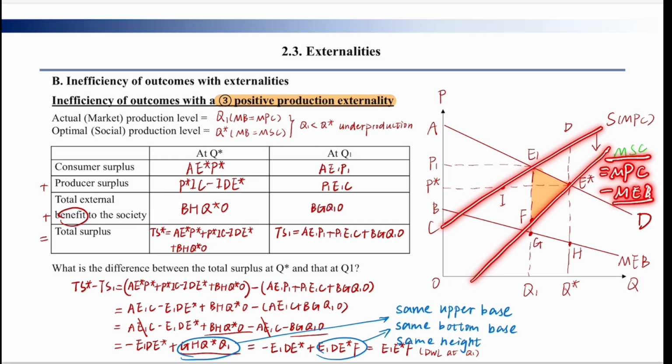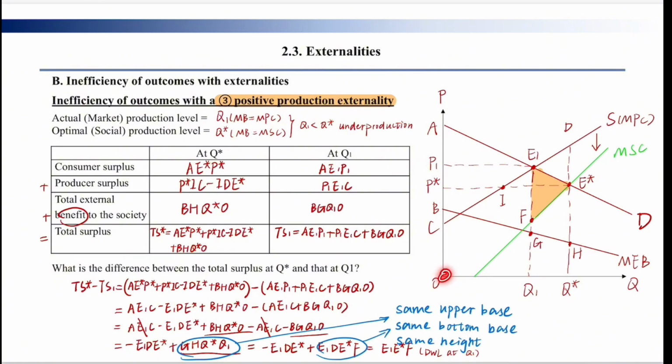But MEB is not a constant number, it's not invariable. So we can see that when the Q is equal to 0, the MEB is the largest. So when the Q is equal to 0, the difference between MSC and MPC is the largest. If I extend this line, you can understand. You see, the difference between the MPC curve and the MSC curve is the largest. As the quantity increases, their difference becomes smaller and smaller because the MEB curve becomes smaller and smaller.